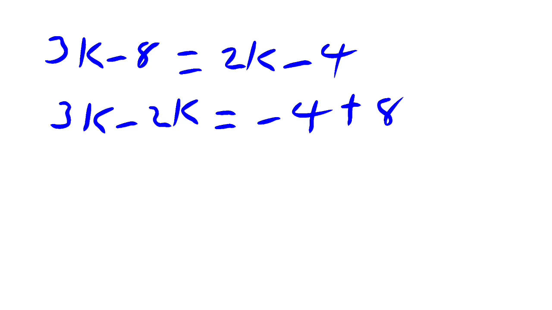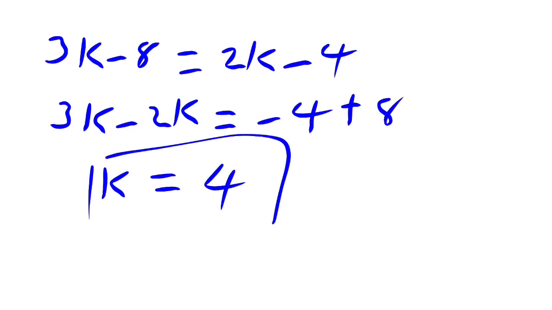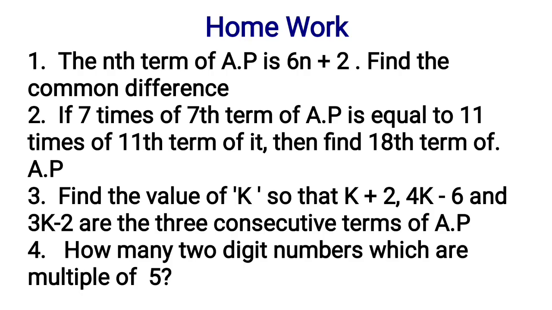So 3k minus 2k is k, minus 4 plus 8 is plus 4. So the required answer is 4. So next, fourth problem: how many two-digit numbers are multiples of 5? See, the first two-digit number is 10. Of course it is a multiple of 5 because 5 twos are 10.